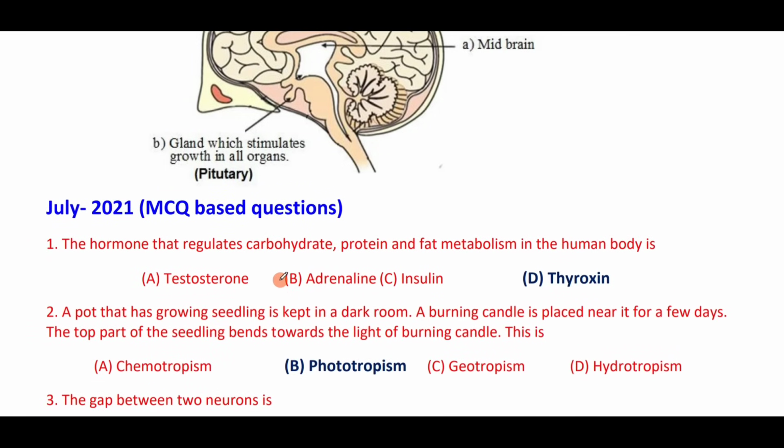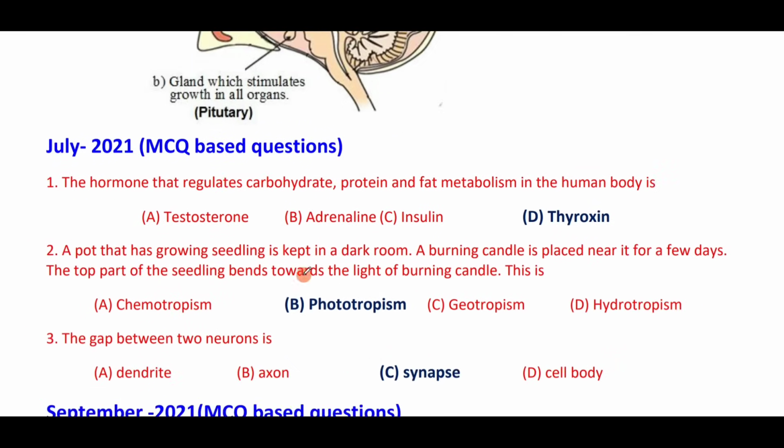The hormone that regulates carbohydrates, protein and fat metabolism in the human body is thyroxine. A pot that has a growing seedling is kept in a dark room. A burning candle is placed near it for a few days. The top part of the seedling bends towards the light of the burning candle. This is because of phototropism.